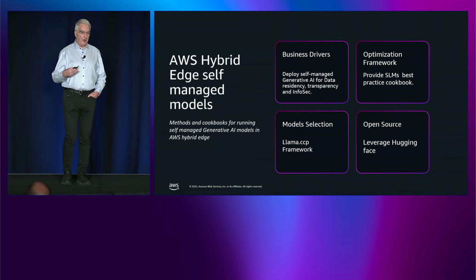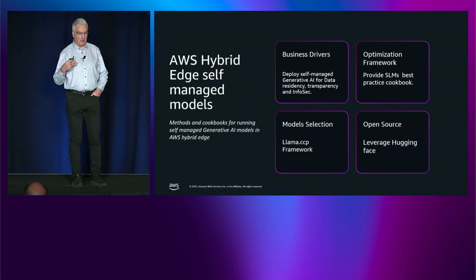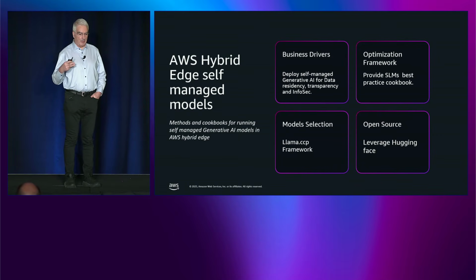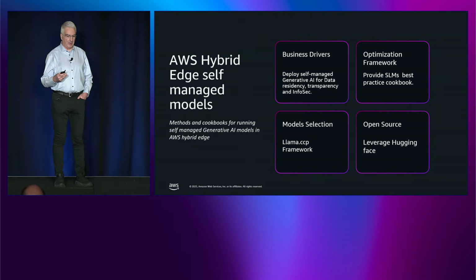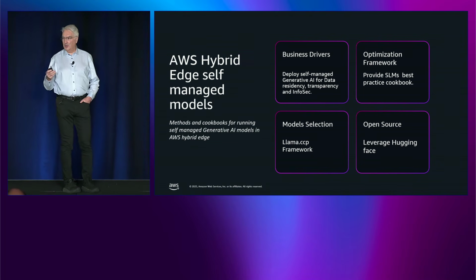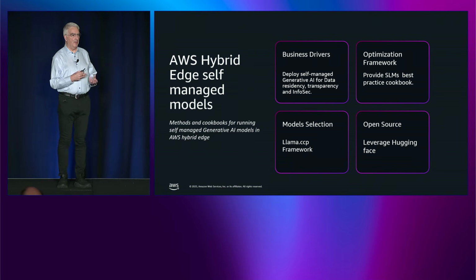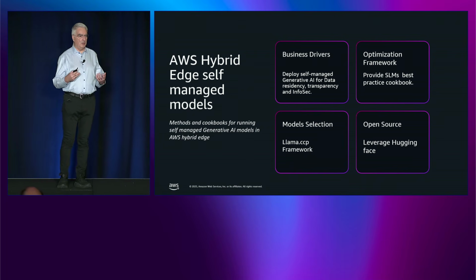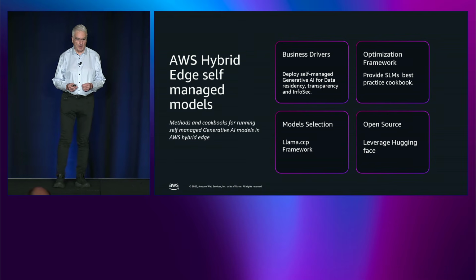So the first thing to look at is the whole area. The business drivers, as we talked about, are self-managed SLMs, where customers, for various reasons, have to manage the generative AI application on-premise for data residency, transparency, etc. What we've set out to do is create a cookbook where you can leverage this system not to run a specific model, but actually the cookbook allows you to choose relatively any model on Hugging Face and apply this methodology and architecture to it.